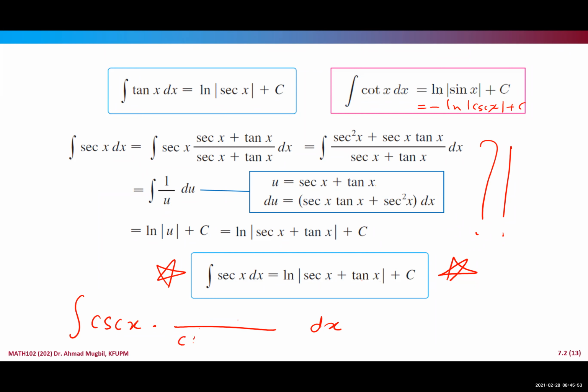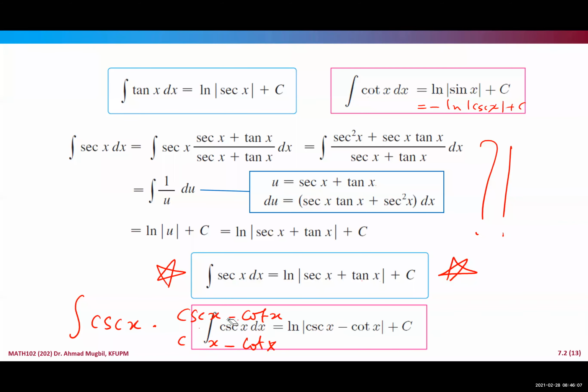Cosecant x, cosecant x minus cotan x. Why especially this factor? Because you need to have the derivatives. So it will be like this. This is the integral.